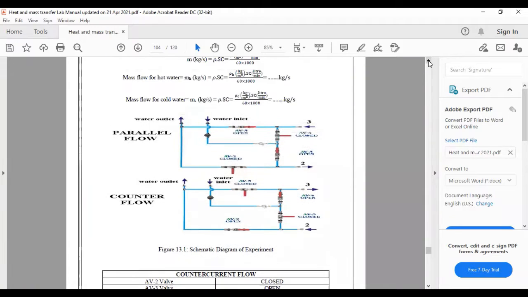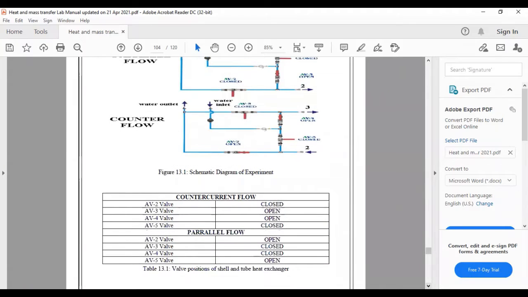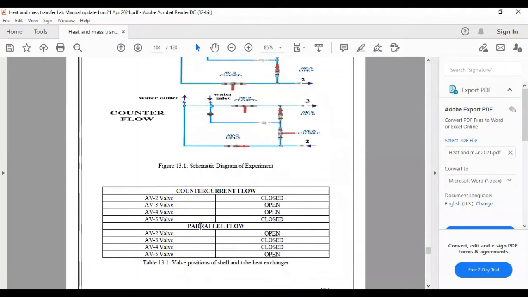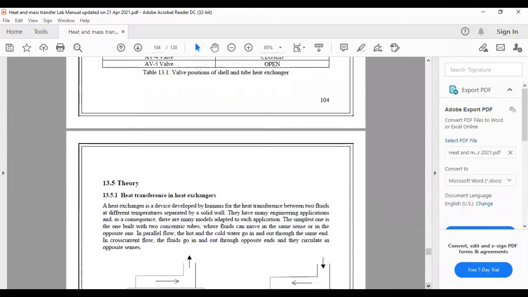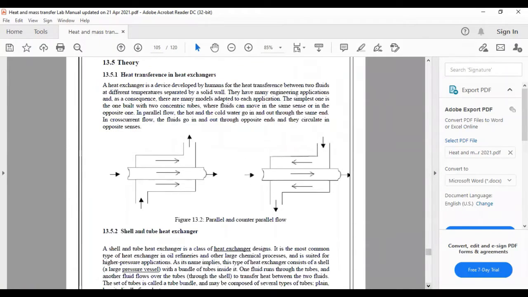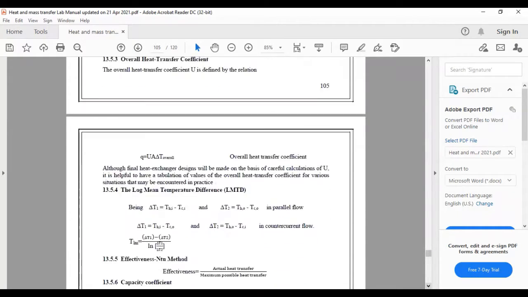These are just some schemes for parallel flow and counter flow. They have mentioned that for parallel flow, out of the 4 valves, you will keep valve 2 and valve 5 open, and close valves 3 and 4. Similarly for counter flow, the explanation is given here. This is also pasted on the heat exchanger as well. You will use this technique to convert the parallel flow to anti-parallel flow.